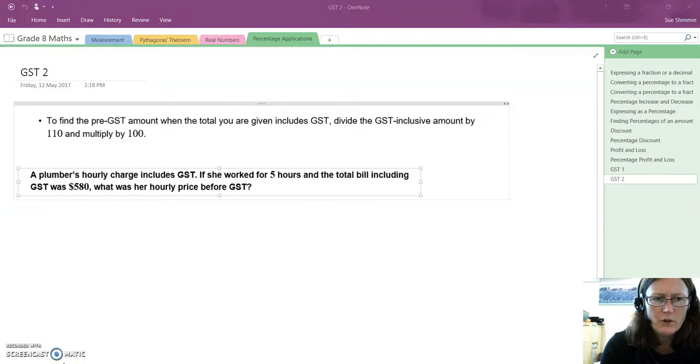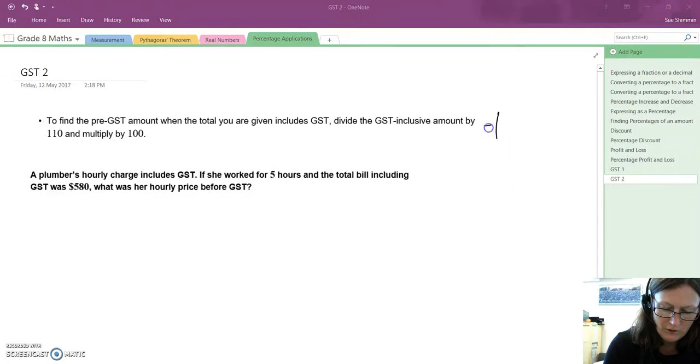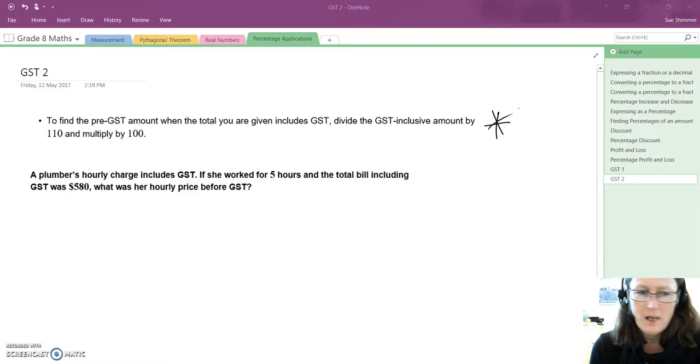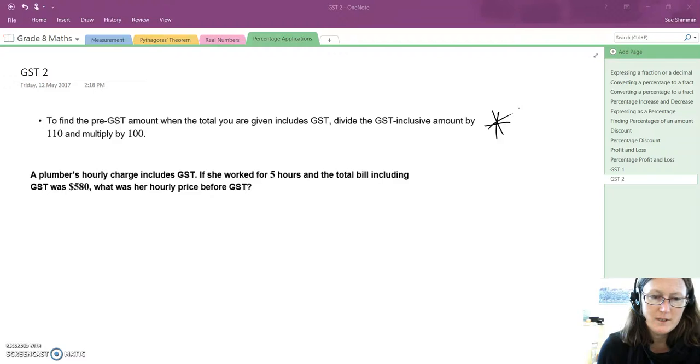Our second video on GST is us trying to find out the pre-GST amount when the total that we're given includes GST. So how much did the item or the service cost before the GST was added? To find the pre-GST amount when the total you were given includes GST, divide the GST inclusive amount by 110 and multiply by 100. Show this with an example.